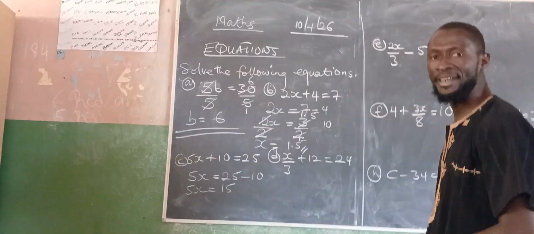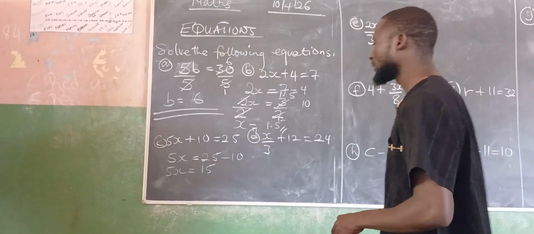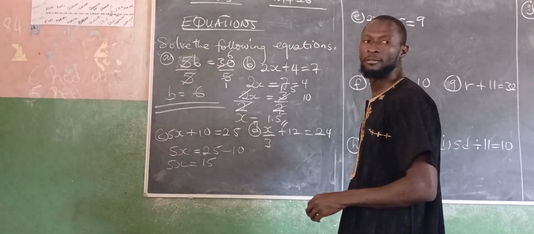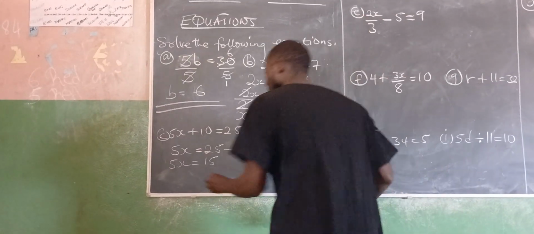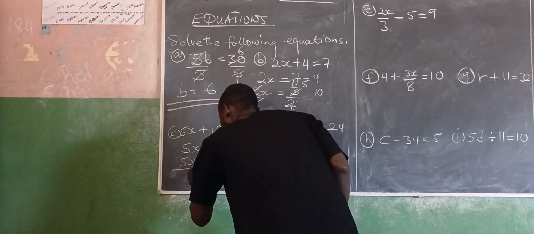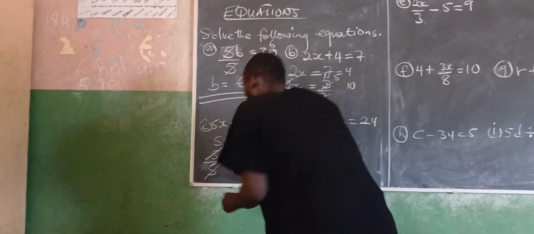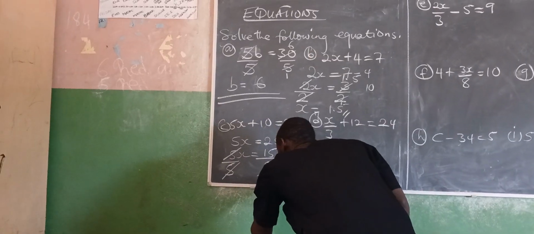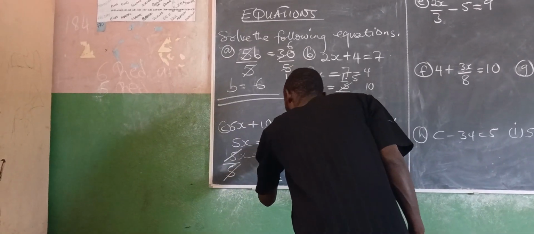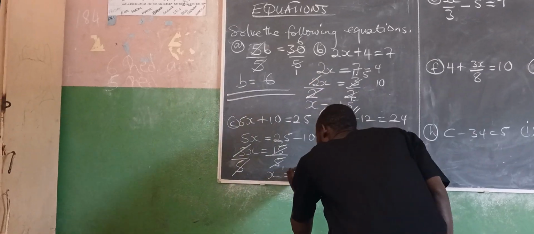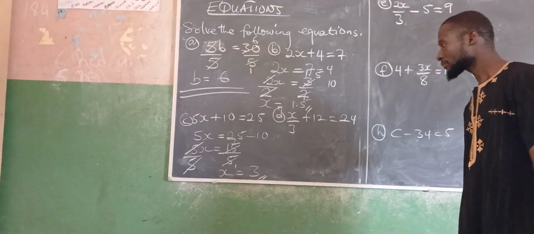So now to find x, the unknown, which number is beside the unknown? 5. We are going to divide both sides by 5. We divide this side by 5, we also divide this side by 5. Okay, 5, 5. So 5 cancels 5. What are we left with? X. 5 goes into 15? 3. So therefore we have x as 3. X is equal to 3.